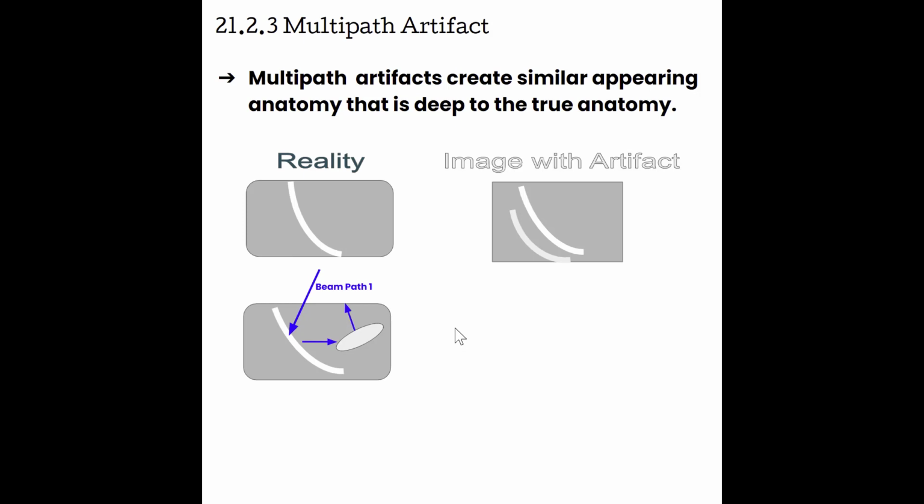And what we end up seeing then is that the specular reflector is replaced a little bit deeper into the body. Now we could also get mirror artifact from this as well. It all just kind of depends on what that other reflector is and how the sound is interacting through this area. So sometimes you'll get mirror artifact, sometimes you'll get multipath artifact. Now, what's different about the multipath is that you don't get that true exact replica. So multipath artifact is going to create a similar appearing anatomy that is also deep to the true anatomy.